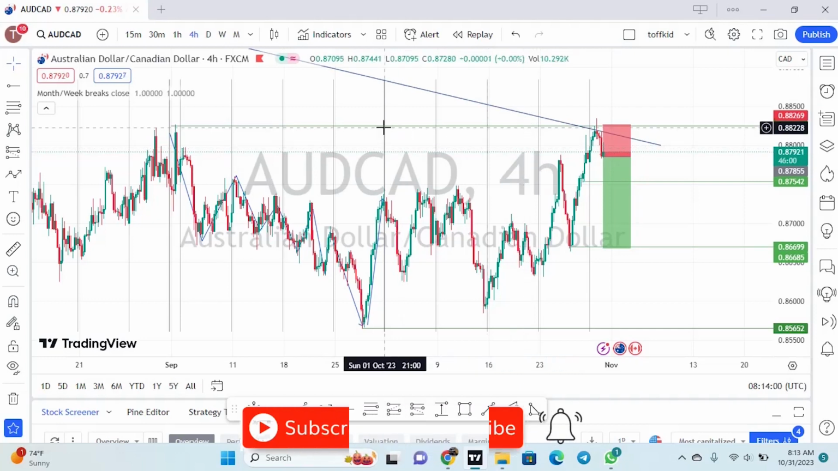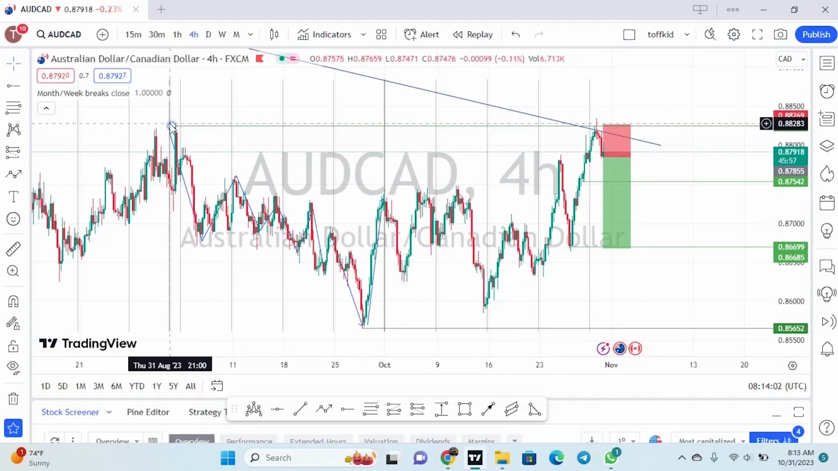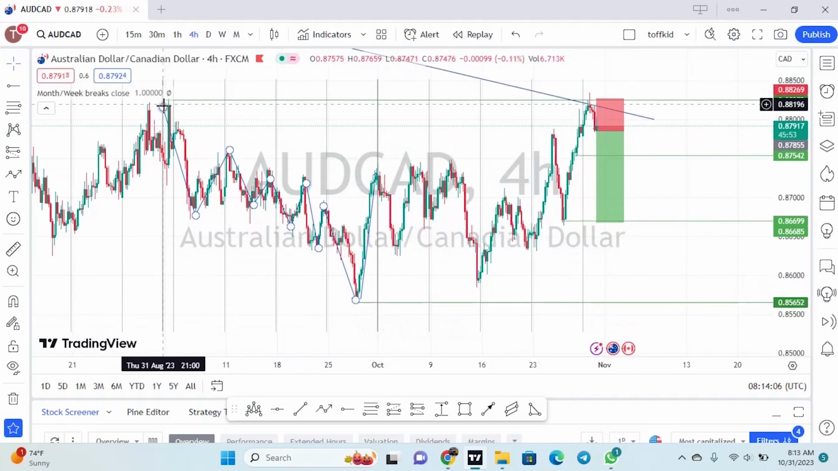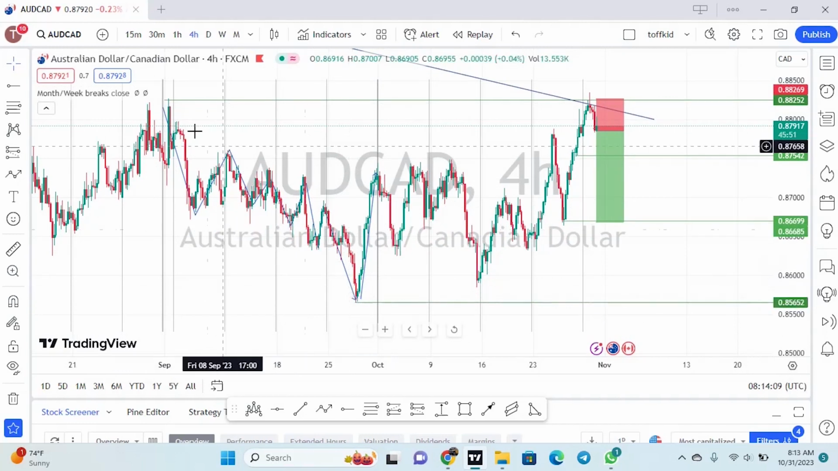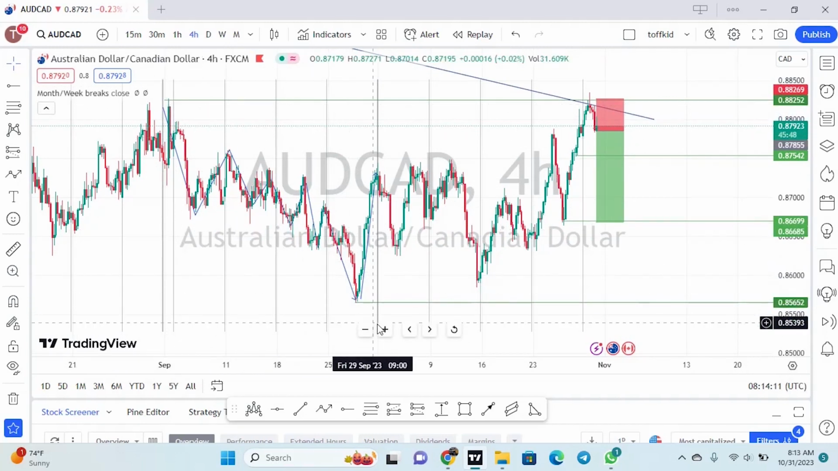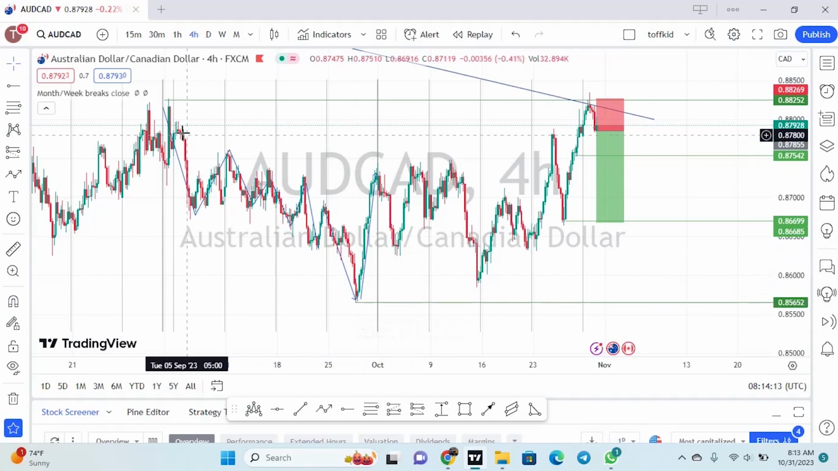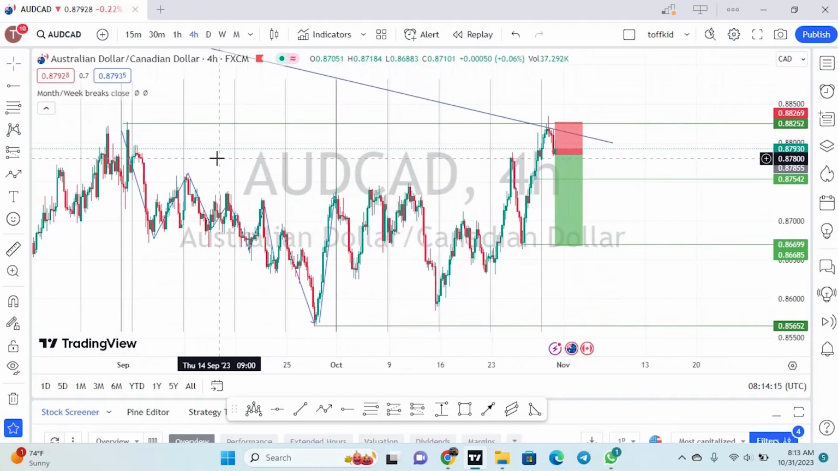This is the last high from the 4-hour or the daily. This is the last high and this is the last low market created. Then I'll just mark both of them. This is the support and this is also the resistance.